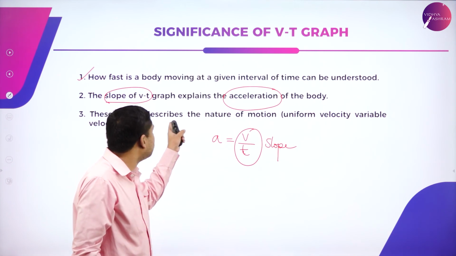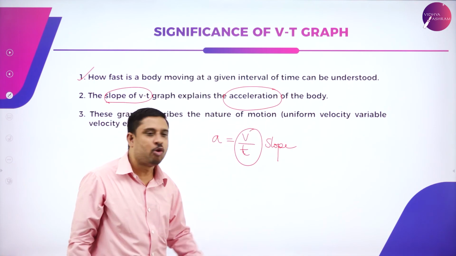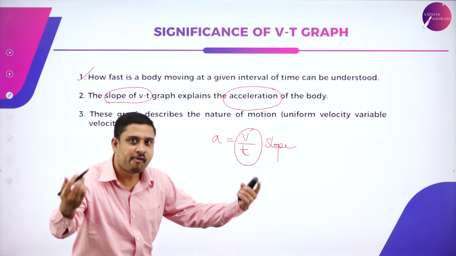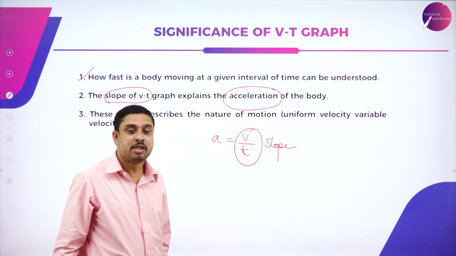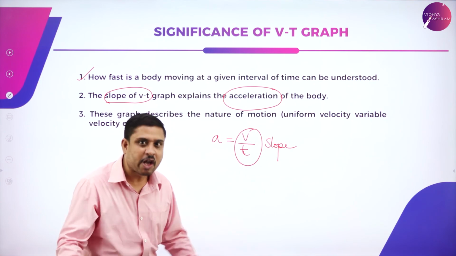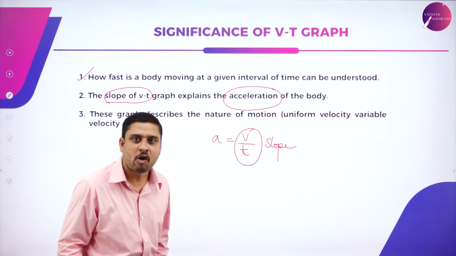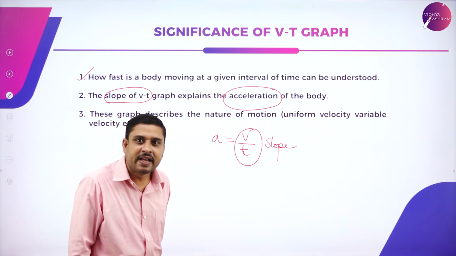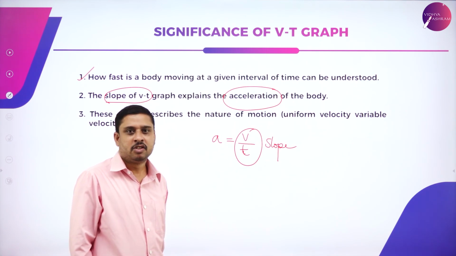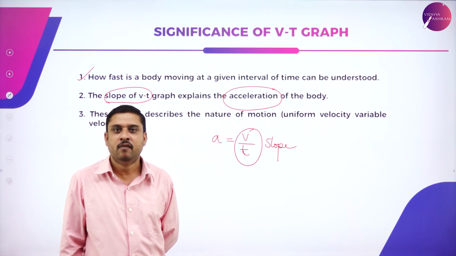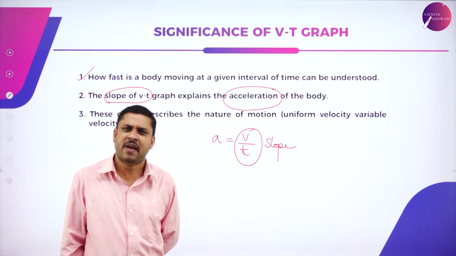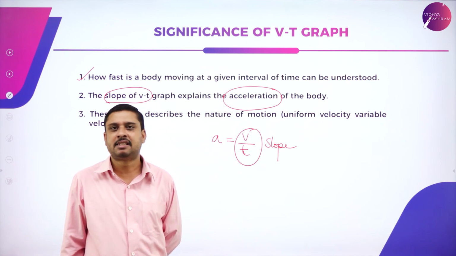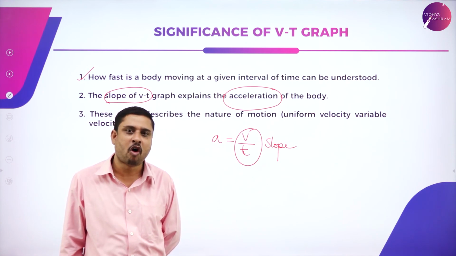And this graph describes the nature of motion. As I told, maybe uniform motion, non-uniform motion. Does the body have uniform velocity, variable velocity? All these things are picked up by the VT graph. So therefore, students, the VT graph, velocity time graph, plays a very vital role in understanding the motion of a body.